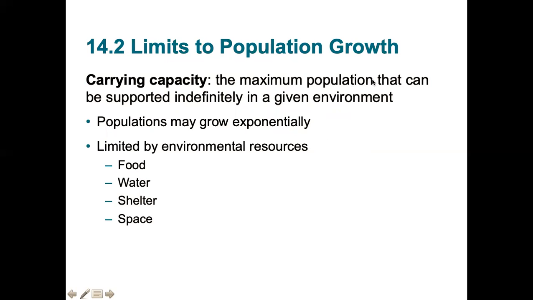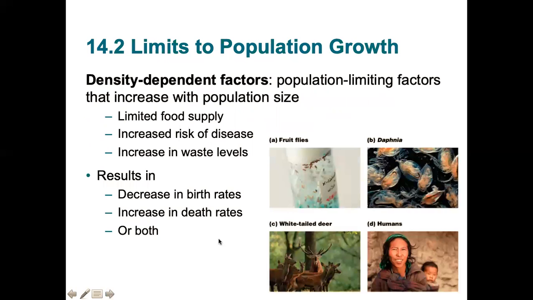So that's the maximum population of people that Earth can hold. Populations can grow exponentially, and that's going to be limited by food, water, shelter, and physical space. There are density dependent factors that limit population, sorry, not carrying capacity, limit population. And those things are going to be limited food, increased risk of disease, and increased waste.